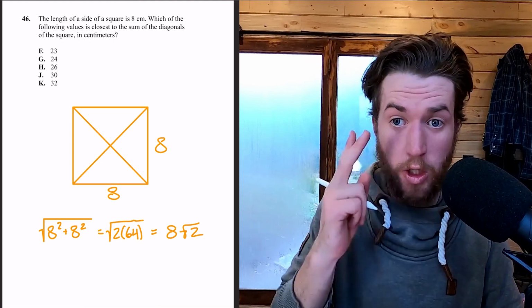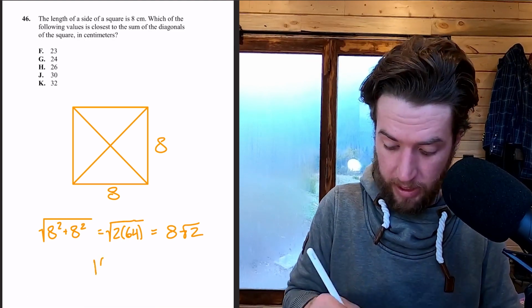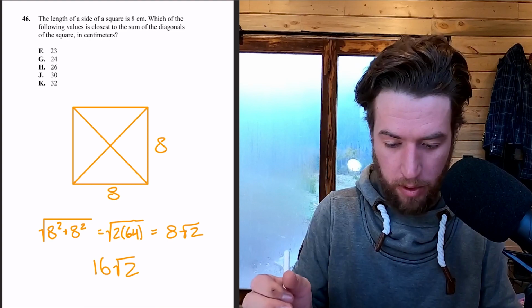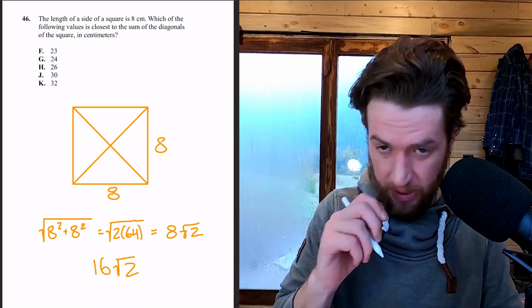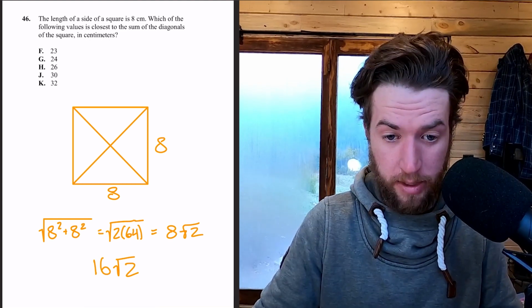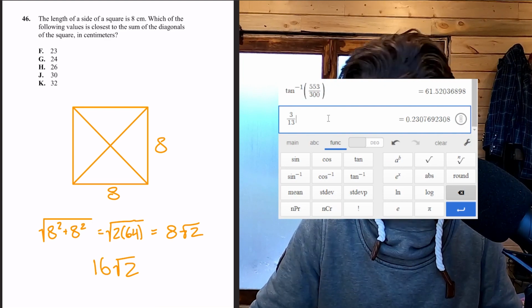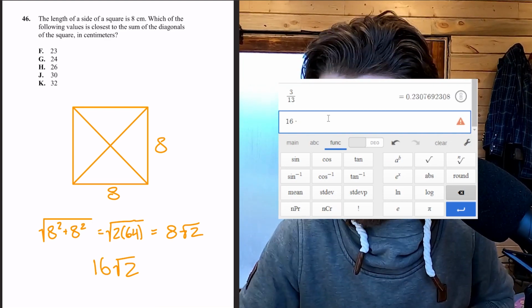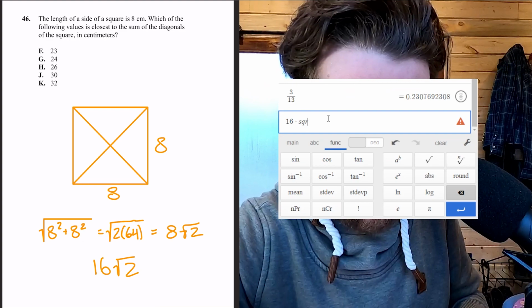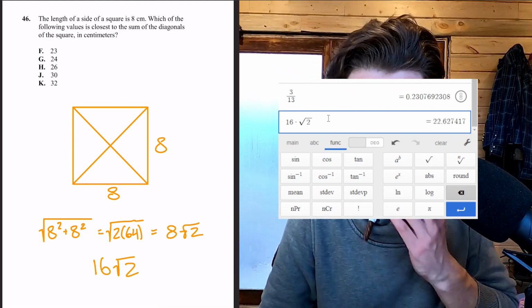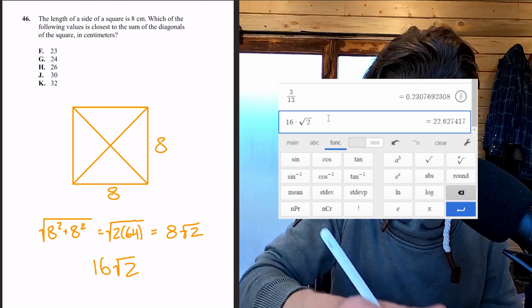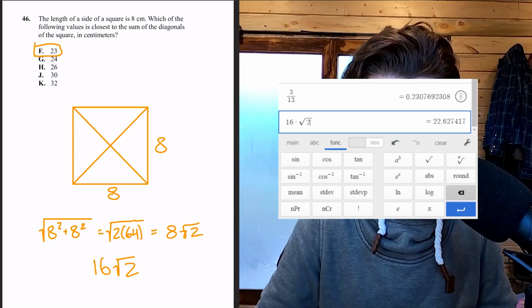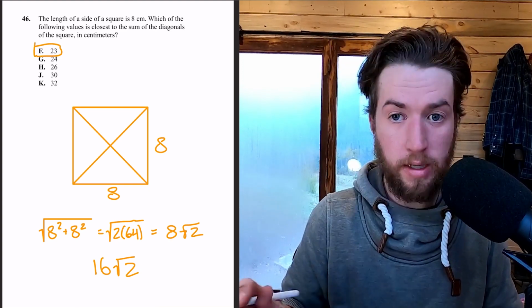And we have 2 of them, so it's 16 root 2, or 8 root 2 times 2. Root 2 is 1.4, but let's just do it. 16 times the square root of 2 is 22.6. So 23, it looks like, is our answer. All right, and on to the next.